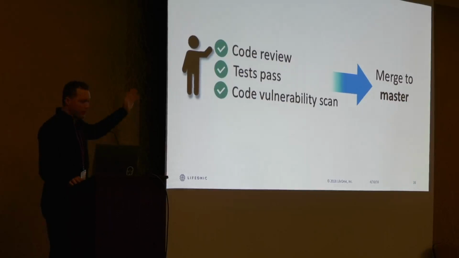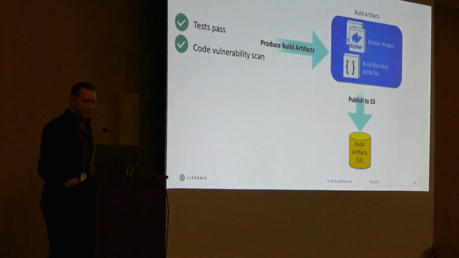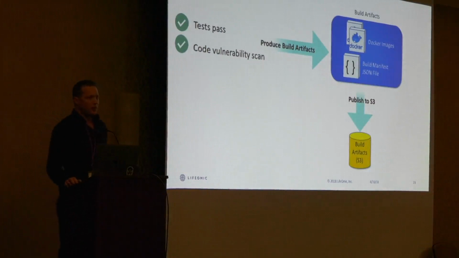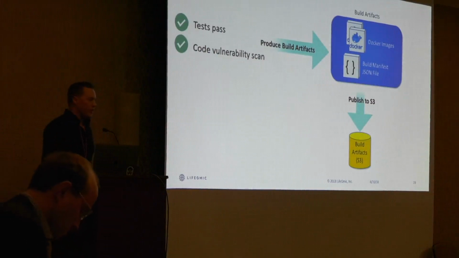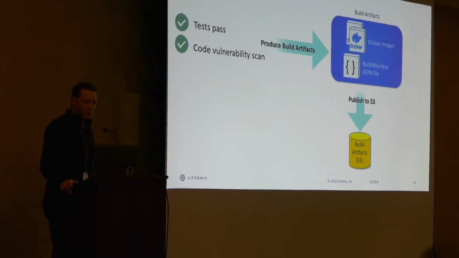So once the code gets all these stamps of approval, it gets merged into master, and that kicks off a build in our CI/CD system. We use Jenkins, which watches for code changes. When code is merged to master, it triggers a build. When the build runs, we actually repeat some of the same steps that we did during the coding phase: we run tests again, and we also scan the code again for vulnerabilities. Once the build completes, we publish the build artifacts to S3.